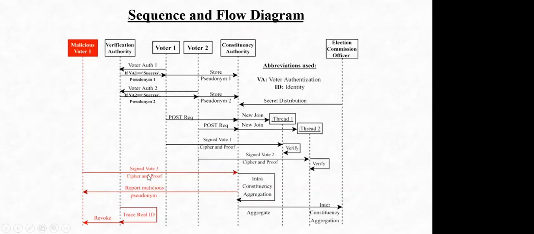Now let's say there is a malicious voter, shown in red, and it also wants its score to be taken to the constituency for the aggregation. It will not be, because all of the verification will fail at the CA end only, and it will report the malicious pseudonym, and it will be traced. The traceability procedure is executed by the verification authority, and this malicious voter will be revoked or blacklisted from any further voting procedure. Finally, all of these plurality or binary vectors are aggregated again, and the inter-constituency aggregation takes place at the ECO end, the final aggregation, and the ECO announces the final winner.